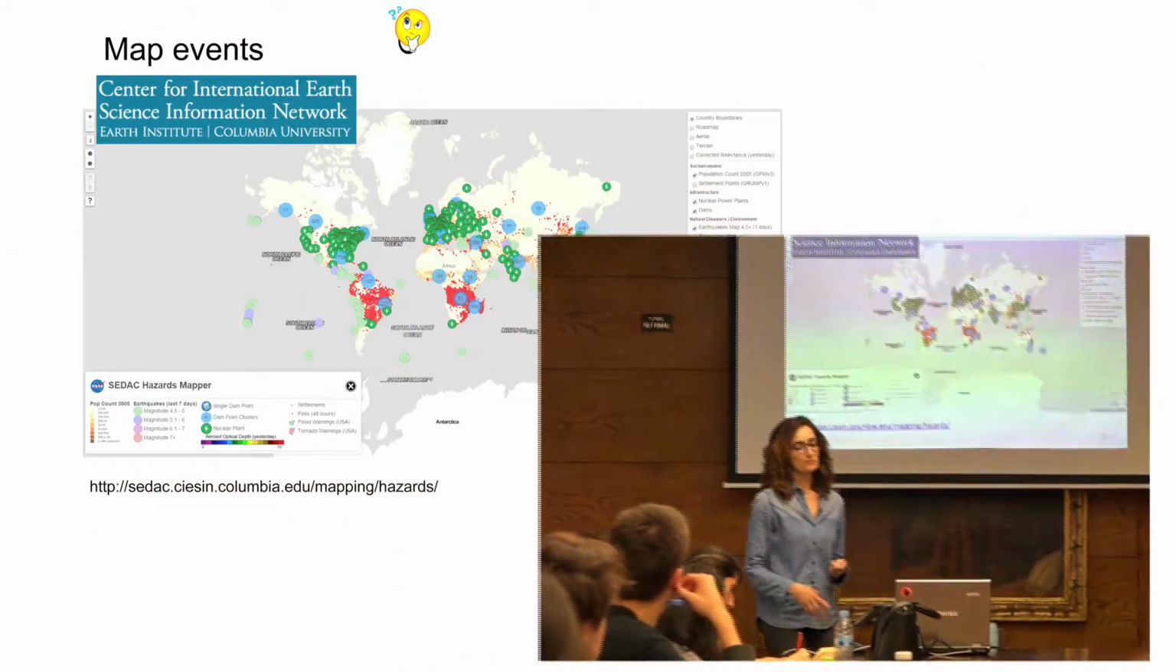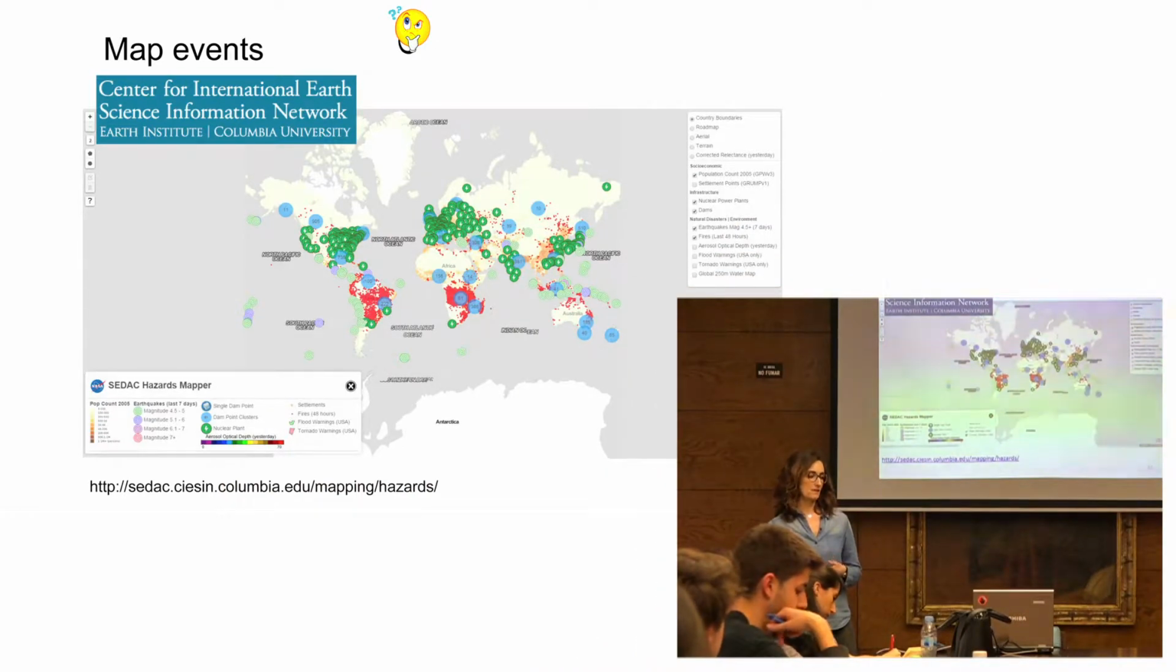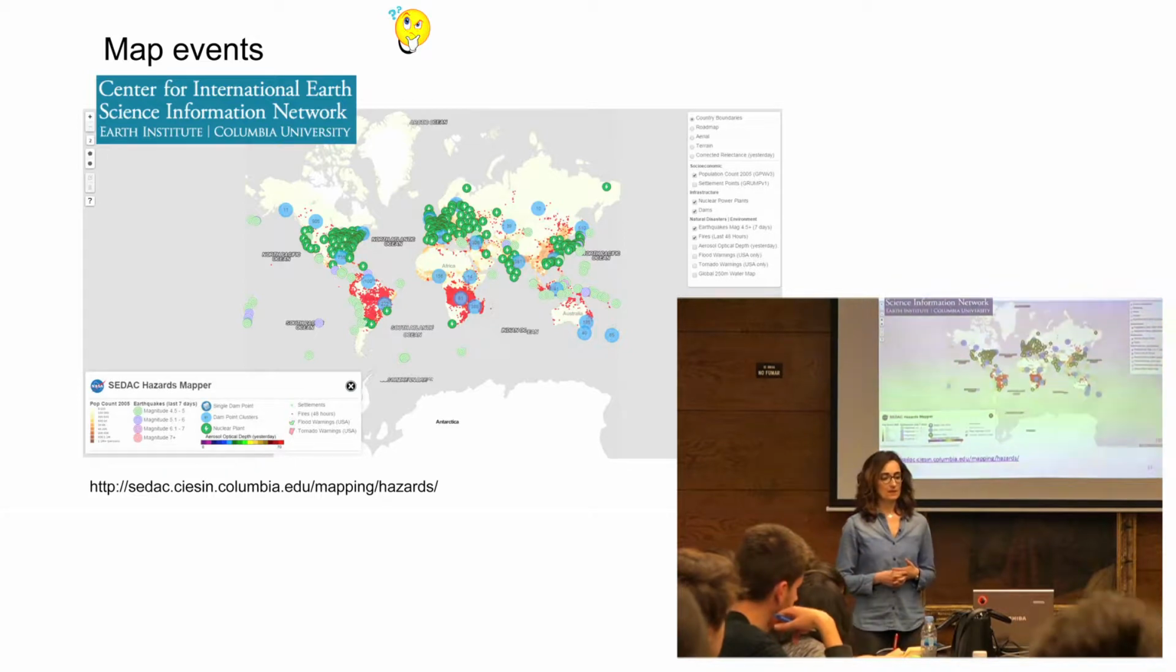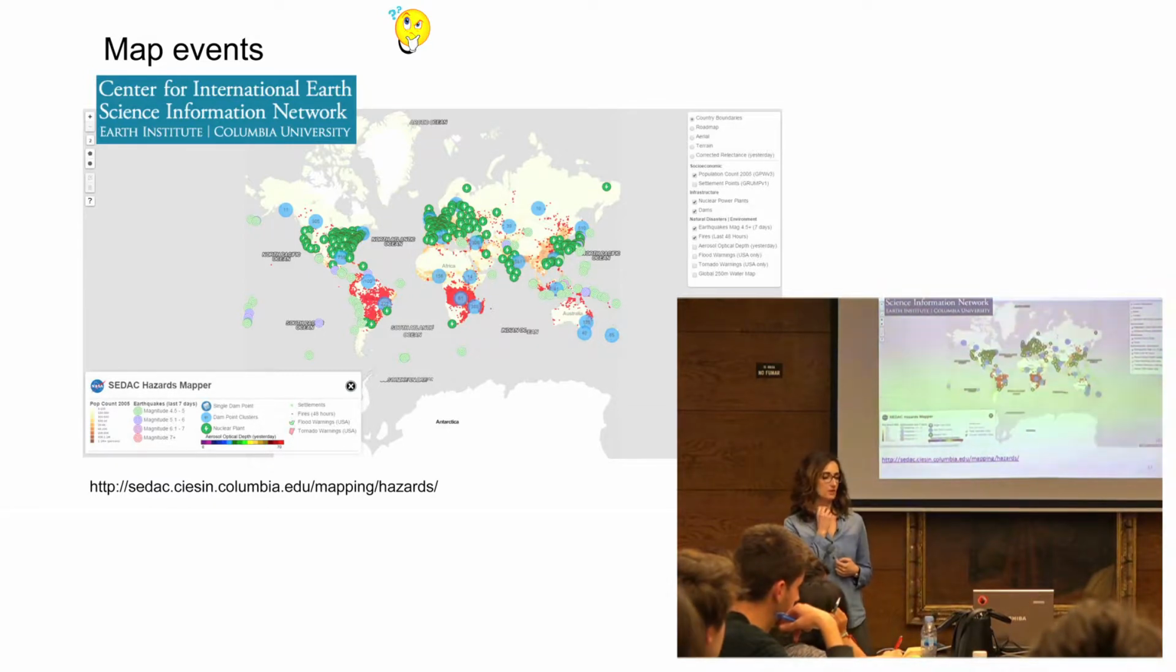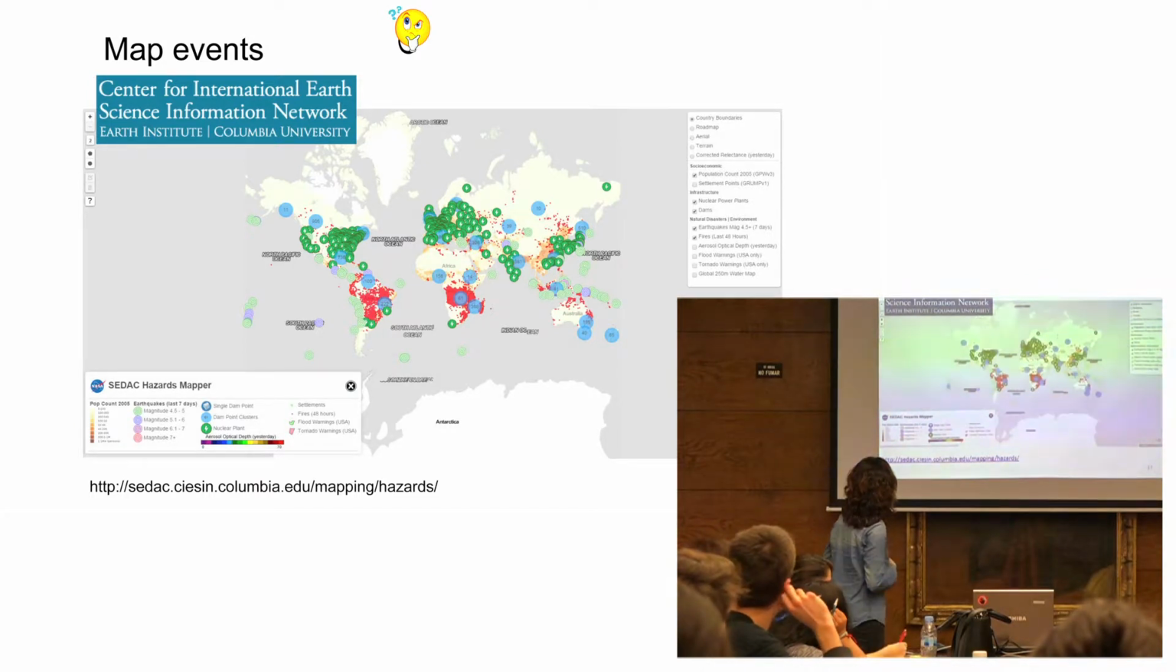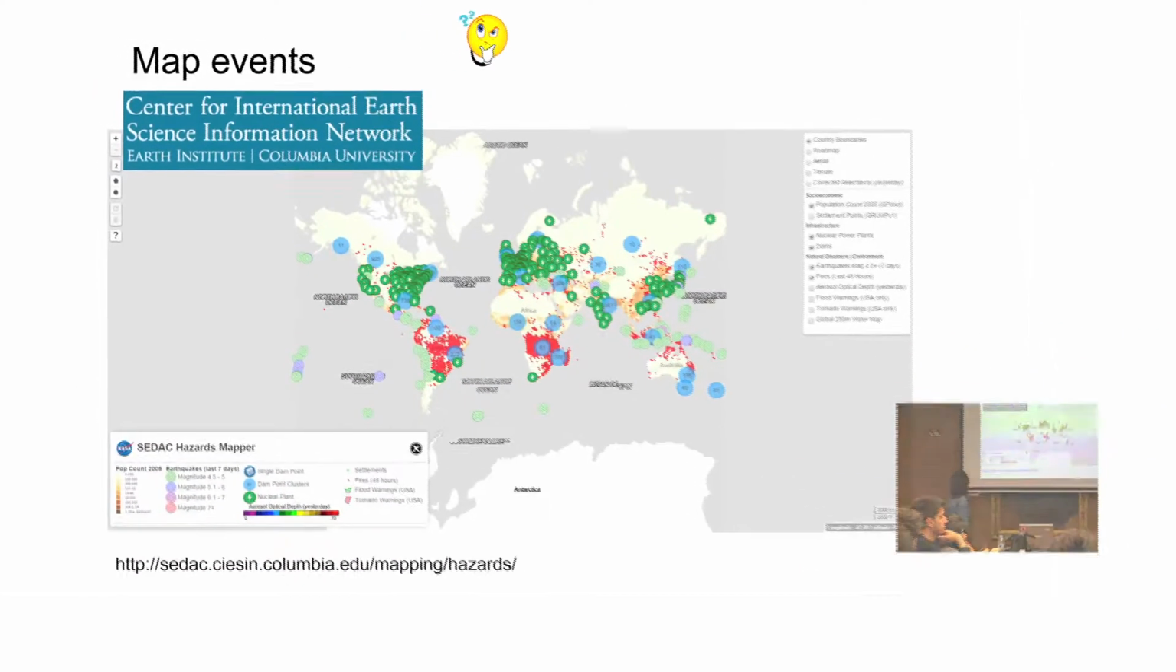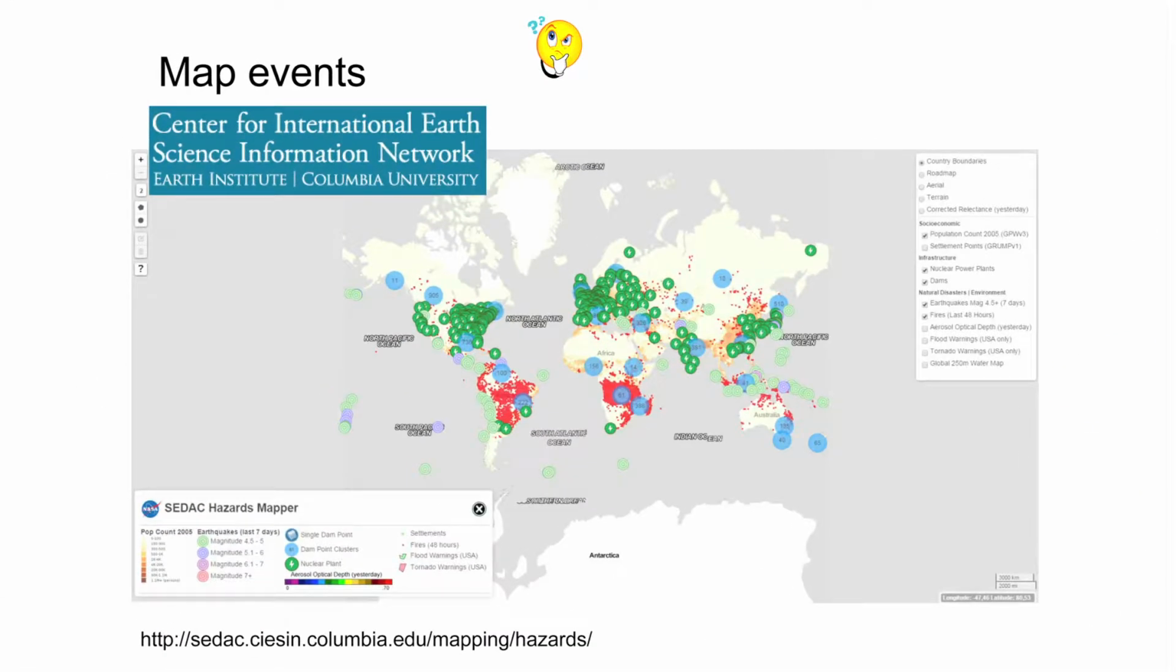I will now show you what we can do with GIS. These are a couple of examples. For example, we can map events. This is from the Center for International Earth Science Information Network. In this map, several types of events are represented: earthquakes, fires, flood warnings, tornado warnings. As additional information, they also draw dams, nuclear plants, and the population.